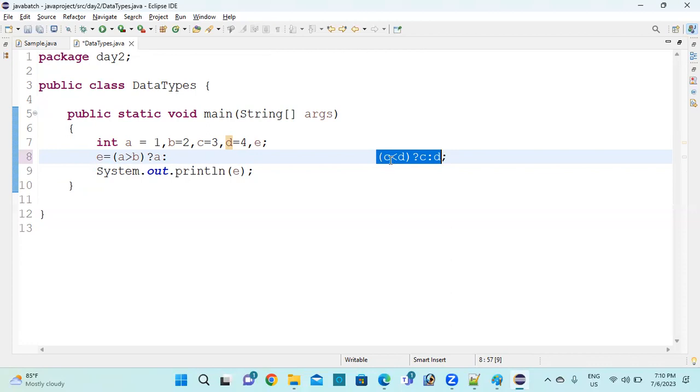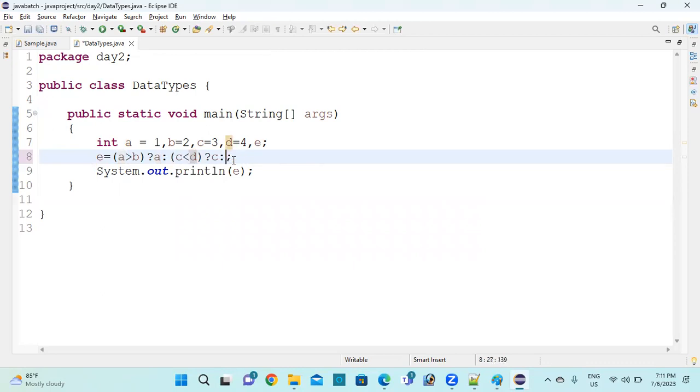C less than D means 3 less than 4, the condition is true, okay. Now this is expression 1, expression 2, expression 3. So your answer will be expression 3. In expression 3 again there are expression 1, expression 2, expression 3. When this condition is satisfied, this statement will be executed. When this condition is false, this statement will be executed. Try to understand. Once again I am telling.